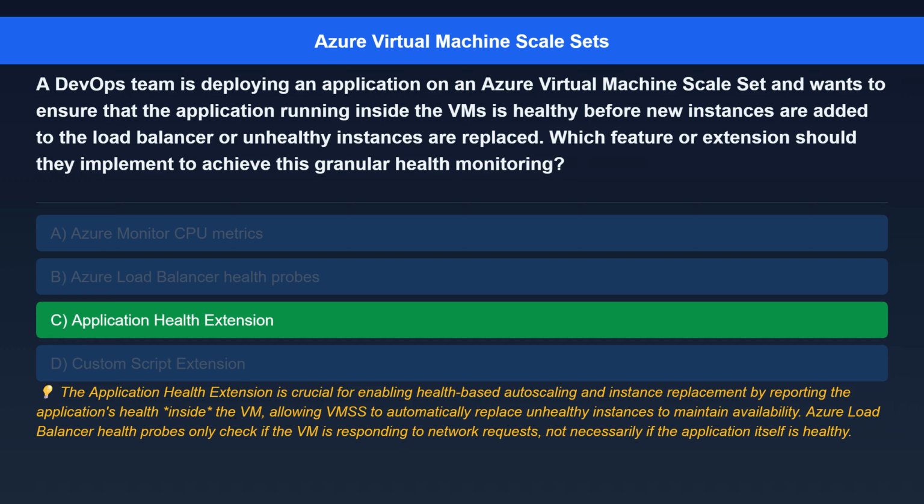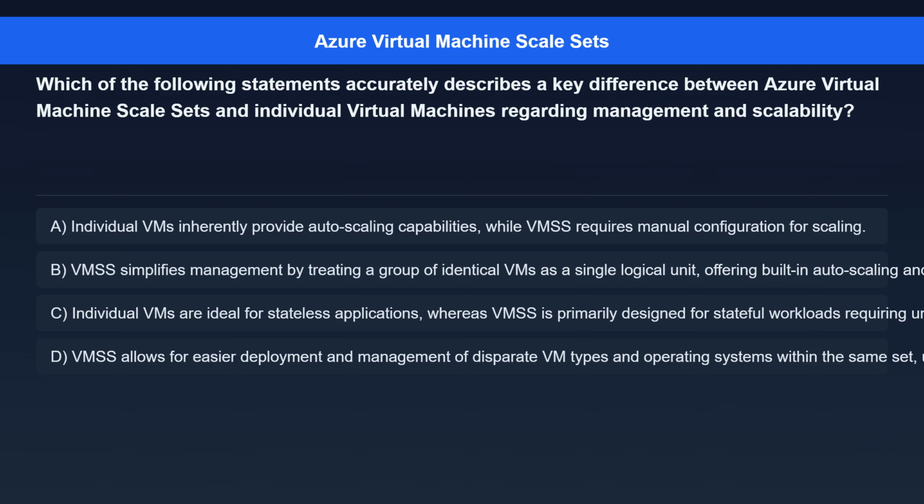Here's the explanation. The Application Health Extension is crucial for enabling health-based autoscaling and instance replacement by reporting the application's health from inside the VM, allowing VMSS to automatically replace unhealthy instances to maintain availability. Azure Load Balancer Health Probes only check if the VM is responding to network requests, not necessarily if the application itself is healthy.